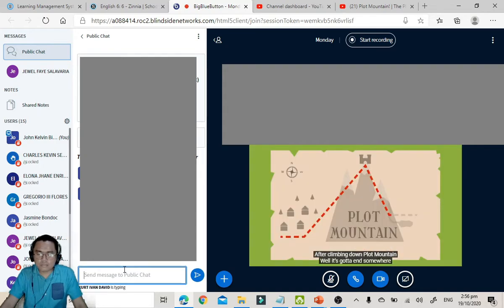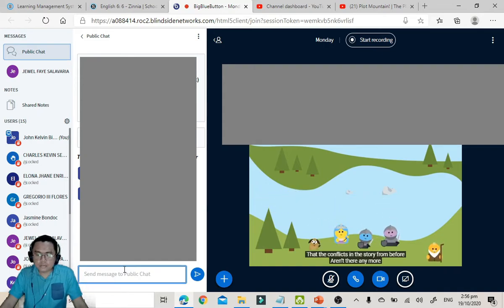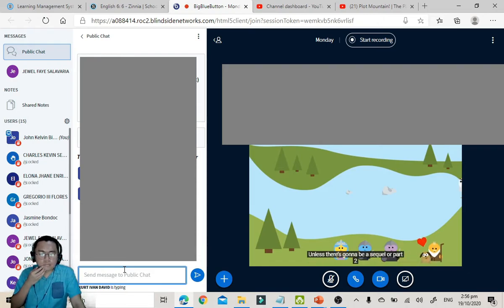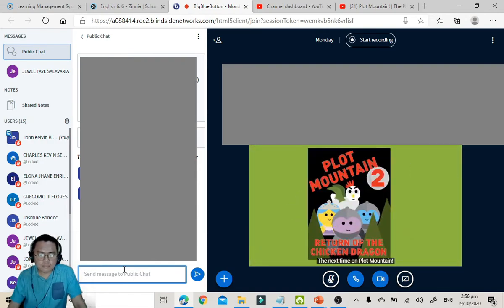After climbing down Plot Mountain, well, it's gotta end somewhere. We call this the resolution, and what will happen there? You should answer all the questions until you are aware that the conflicts in the story from before aren't there anymore. Unless there's gonna be a sequel or a part 2, and then you'll have to think, what will the characters do the next time on Plot Mountain?